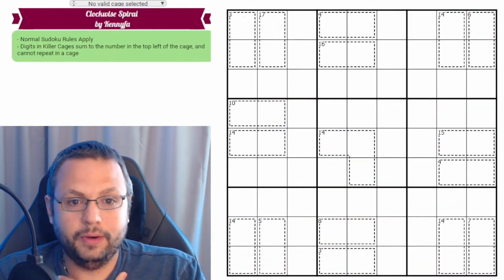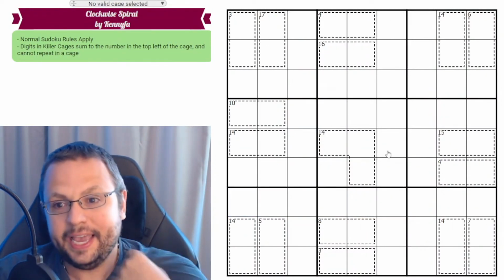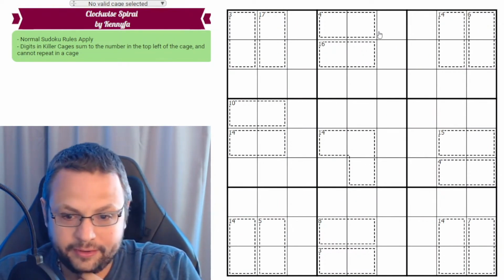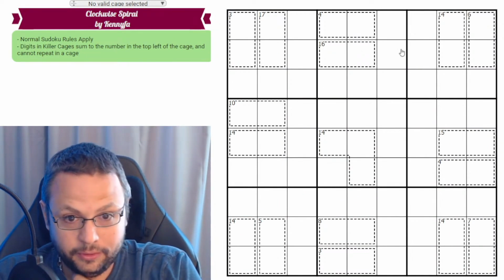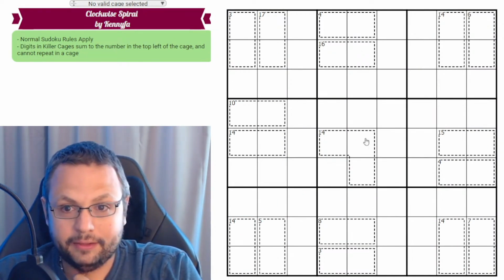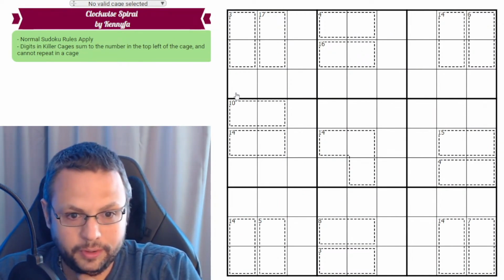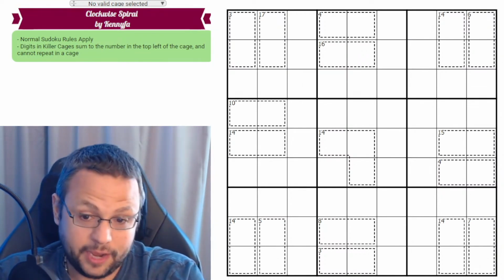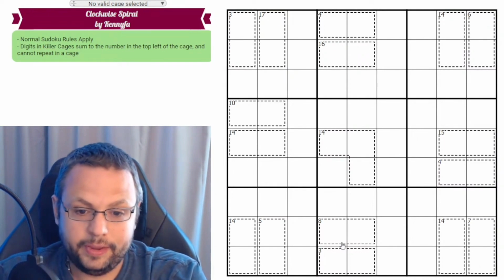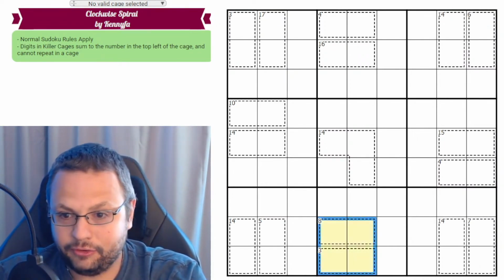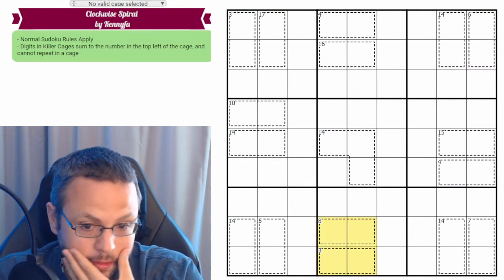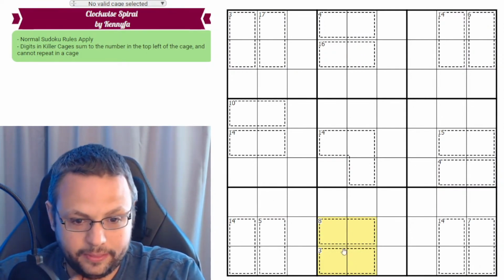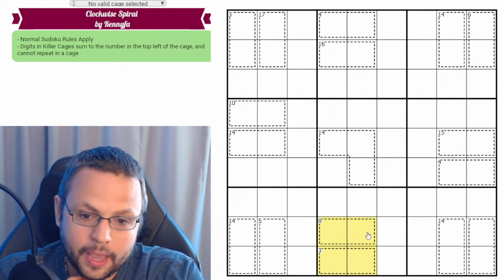Alrighty, so let us continue our examples of killer Sudoku. So we have lots of them to do. So here we've got another pile of dominoes. And so here already, I want to highlight a trick that comes up a lot. I guess this is not actually the best place to highlight the trick, but I'm going to highlight it anyway.